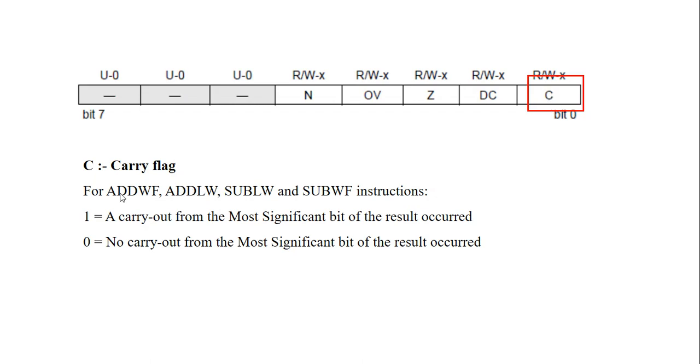Carry flag: when a carry is generated, this bit will be set. During instructions like ADDWF, ADDLW, and subtractions SUBLW, SUBWF, which are associated with the WREG register and your file registers. If this bit is 1, then a carry out from the most significant bit of the result occurred. If it is 0, then no carry out from the most significant bit of the result occurred. When the carry is generated, this bit goes high. That means it sets this carry flag.